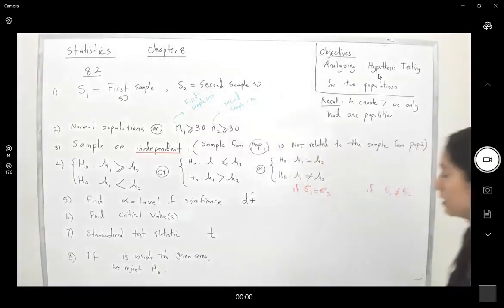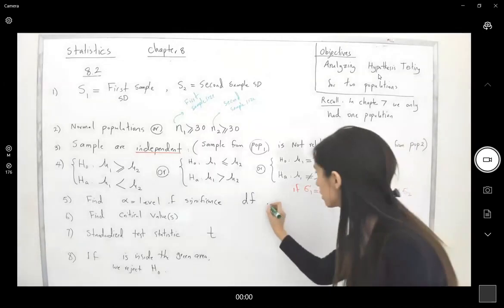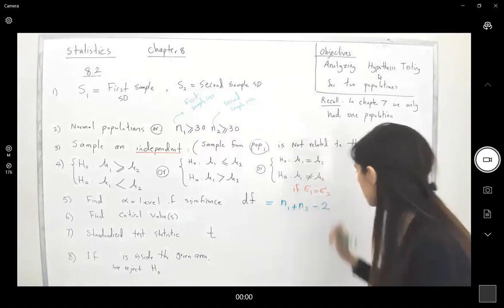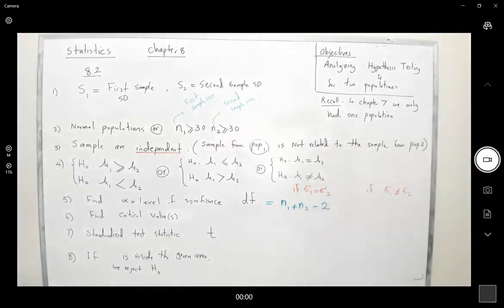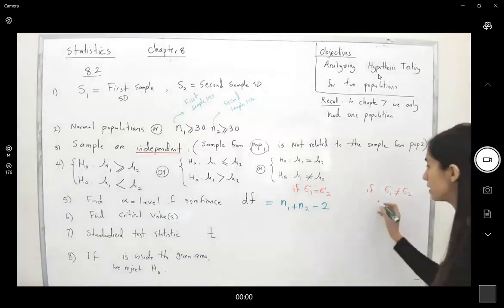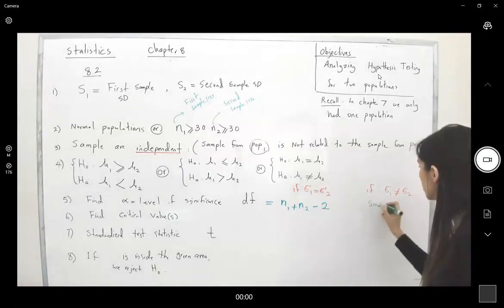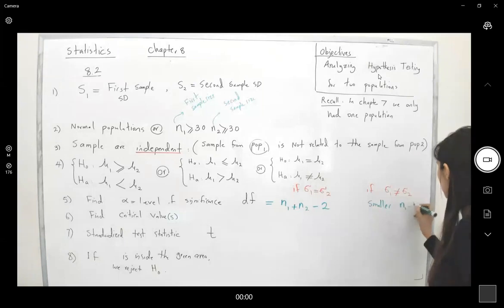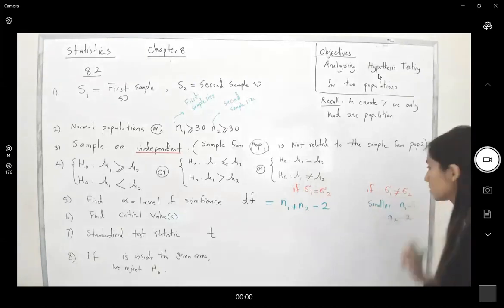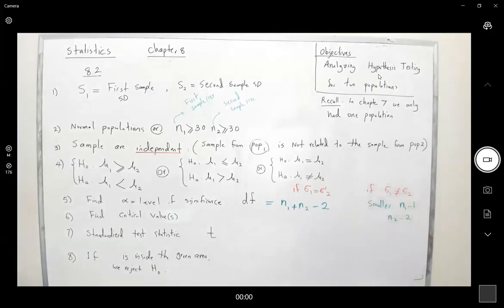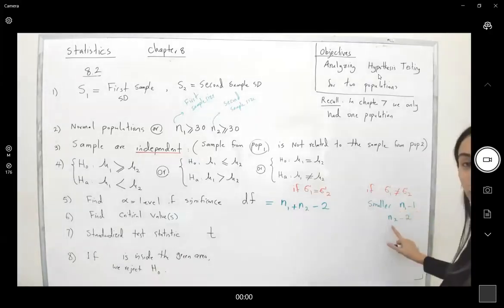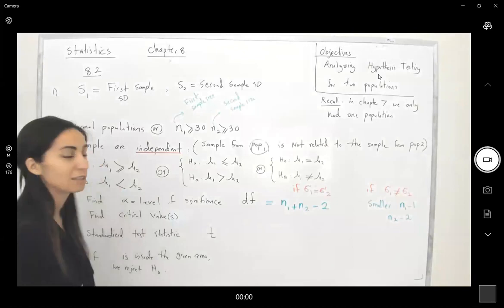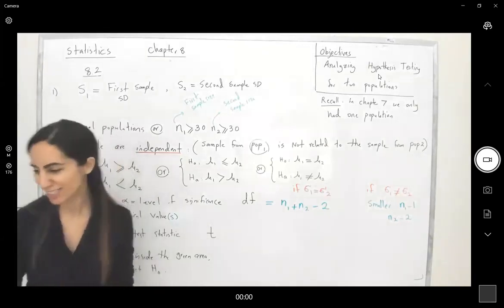In the first case, if they are equal to each other, the degrees of freedom is N1 plus N2 minus 2. And if they are different from each other, the degrees of freedom is the smaller of N1 minus 1 and N2 minus 1. This is for your degrees of freedom. You find N1 minus 1 and N2 minus 1, you select the smallest one, and for your standardized statistic, you get two different formulas.